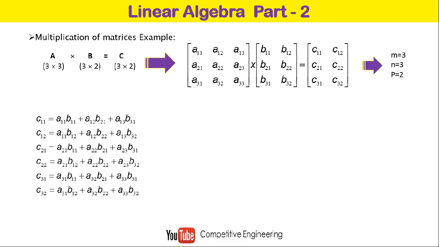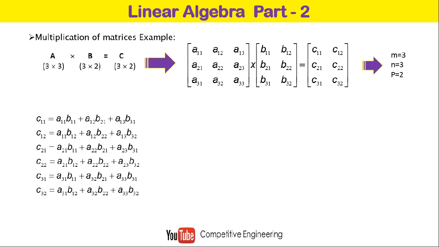Okay, so after multiplying we will get C11. Then how is C11 obtained? First we multiply the first row in the first matrix, that is A11, A12, A13, into the first column of the second matrix. So we get C11 equal to A11 into B11 plus A12 into B21 plus A13 into B31.